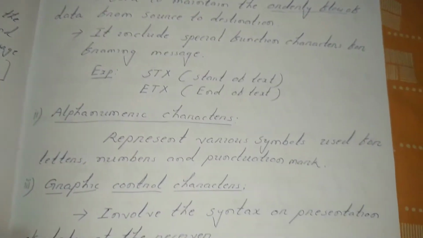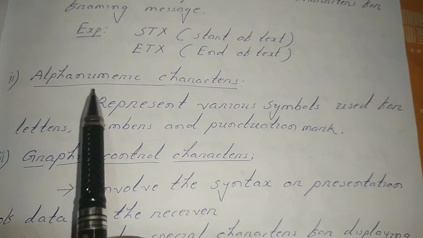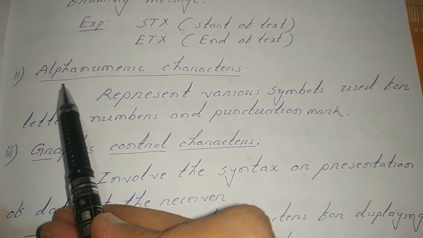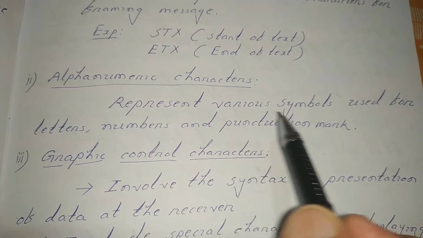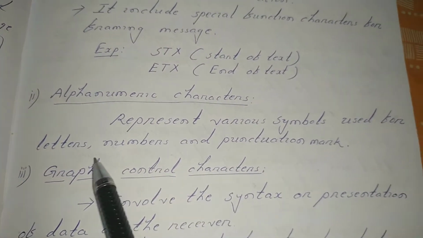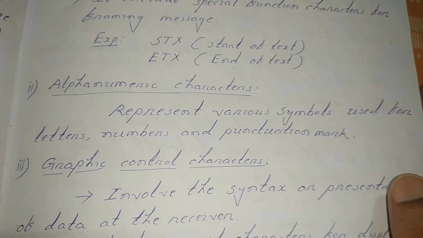Next one is the alphanumeric characters. As the name says, alphanumeric, so both alphabets and numbers are there. It represents various symbols used for letters, numbers, and punctuation marks.